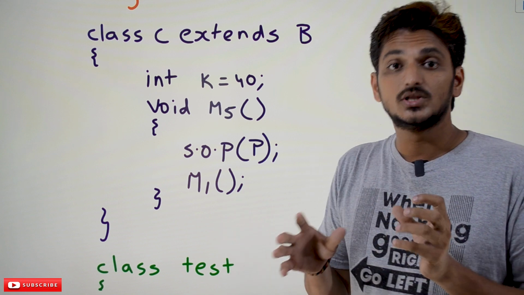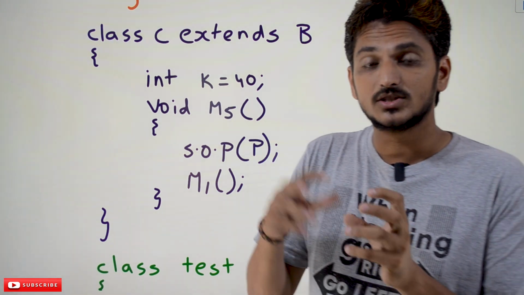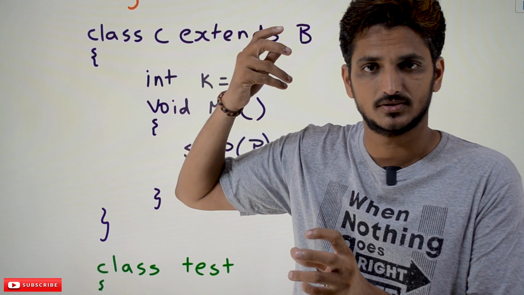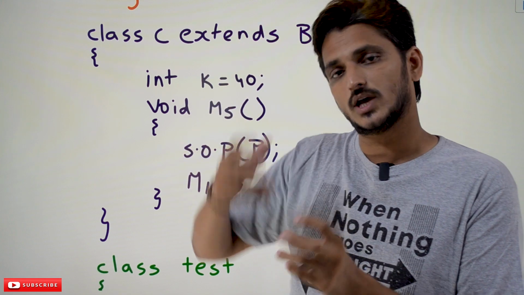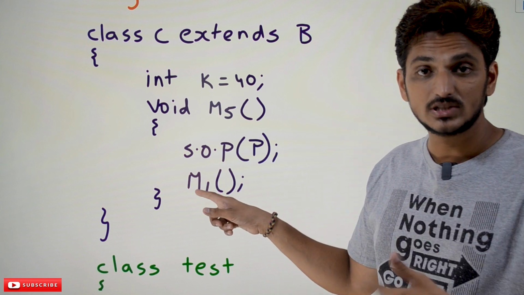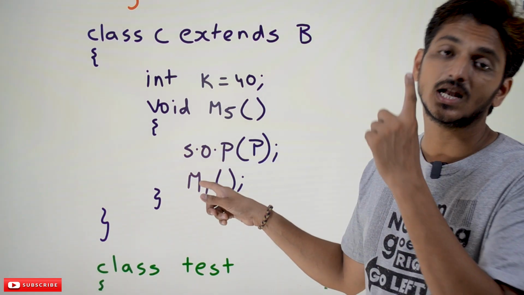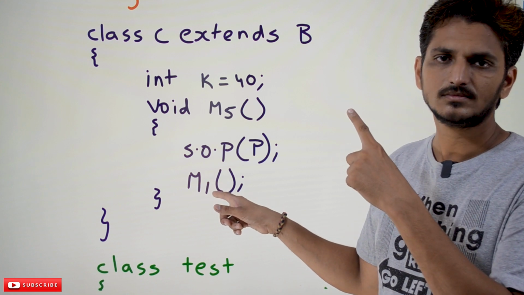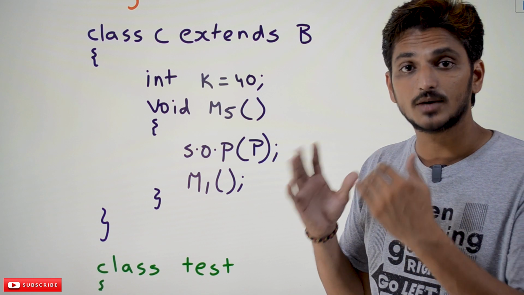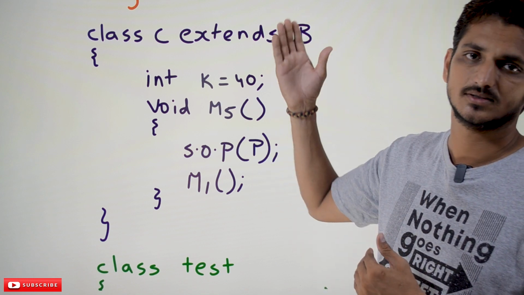We can use the methods or instance variables present in any of the above classes. You can use the methods from B, you can use the methods from A. See, here we are calling the M1 method. In which class do we have this M1 method? It is in class A. You can use any of the methods or instance variables present in the above classes.